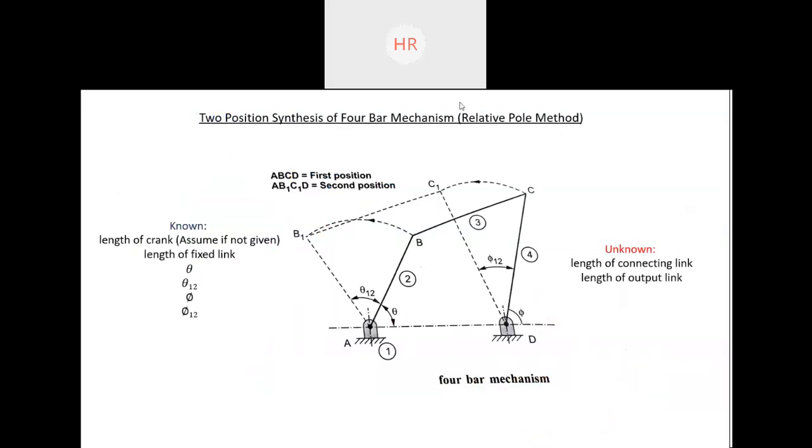Okay, so let's move ahead and have a look at two position synthesis of 4-bar mechanism with the help of the relative pole method. You already know what is two position synthesis. In two position synthesis, we are having two positions of the mechanism, and from that we are required to find the length of different links.